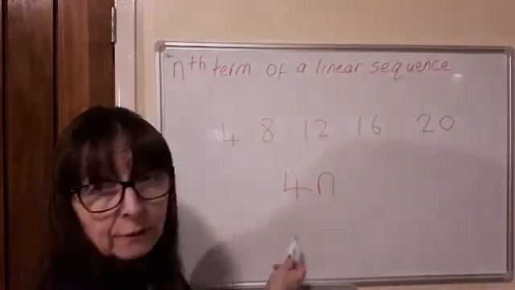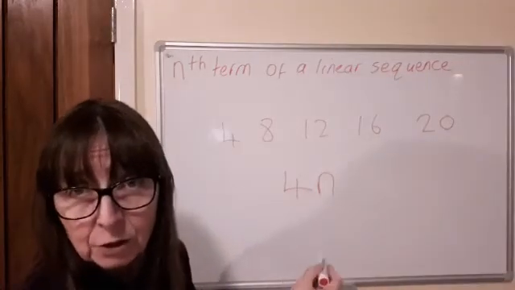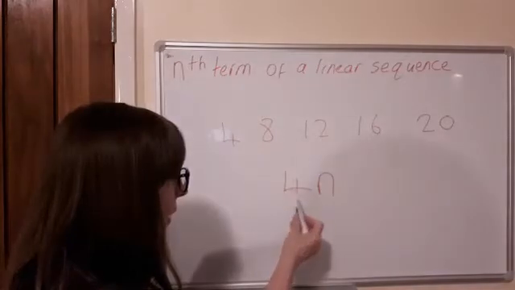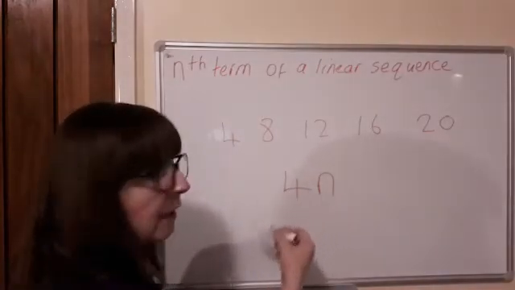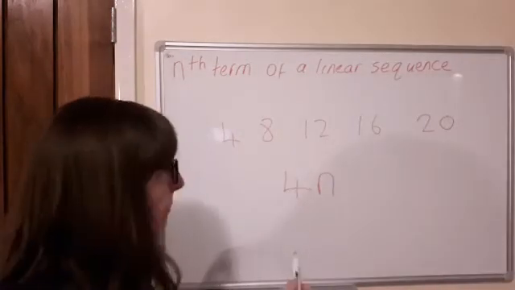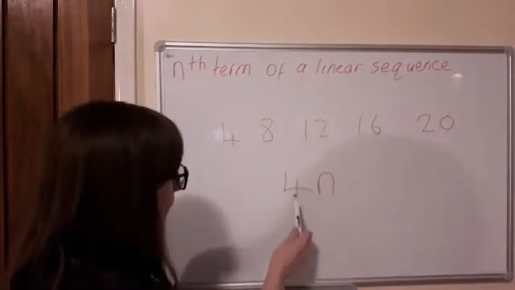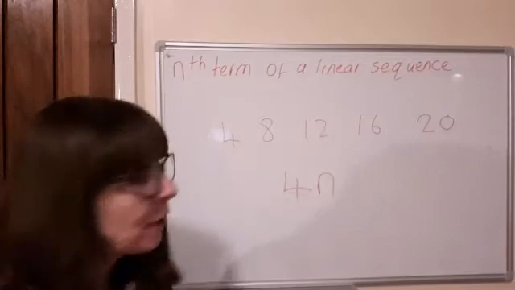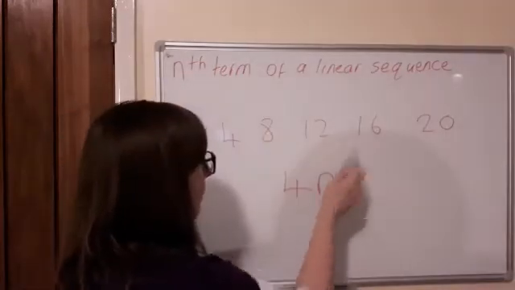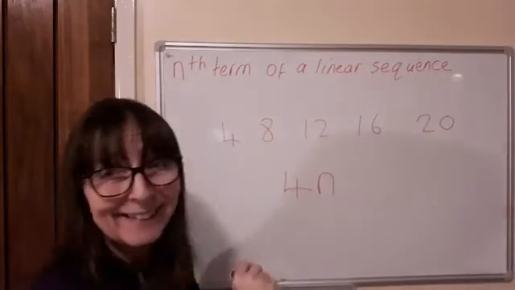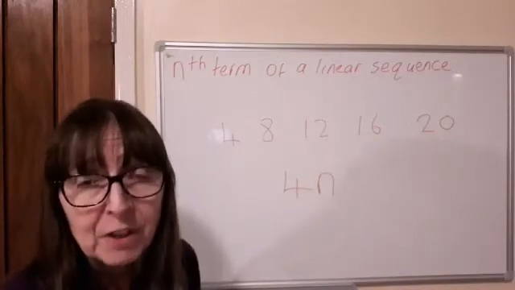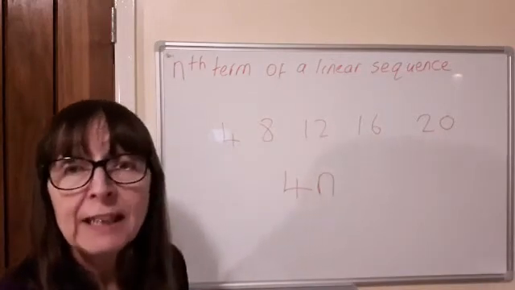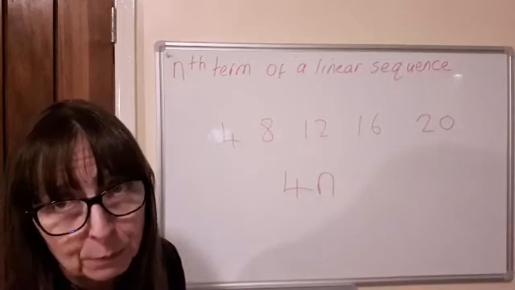So basically, to find the term that I'm looking for, I should just times 4 by the term I'm looking for. If I'm looking for the third term, 1, 2, 3, 4 times 3 is 12. If I'm looking for the fourth term, 1, 2, 3, 4, 4 times 4 is 16, and so it goes on. So that's very, very straightforward. It's running in line with the 4 times table.